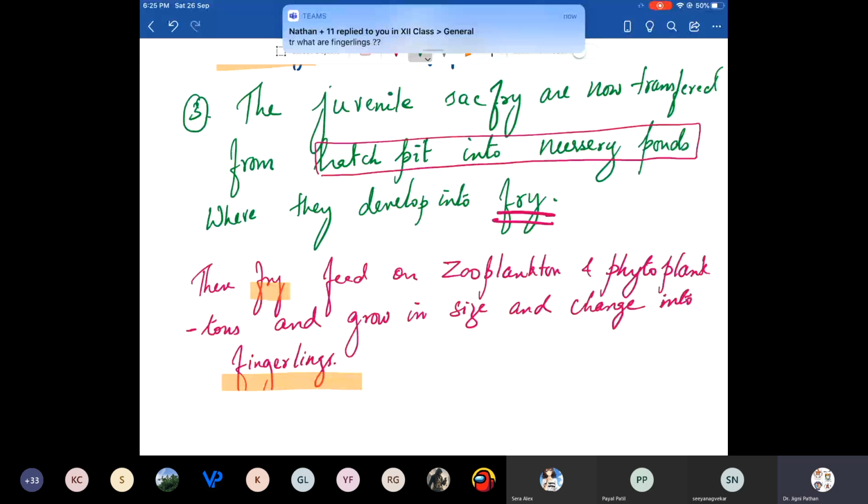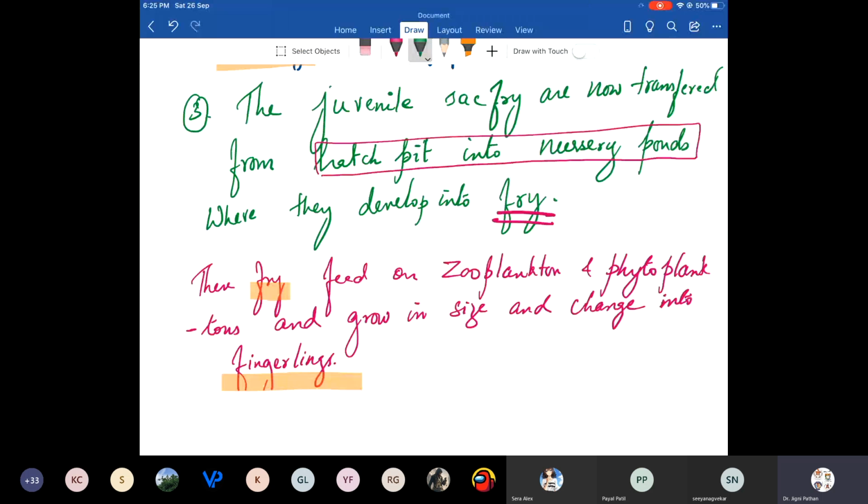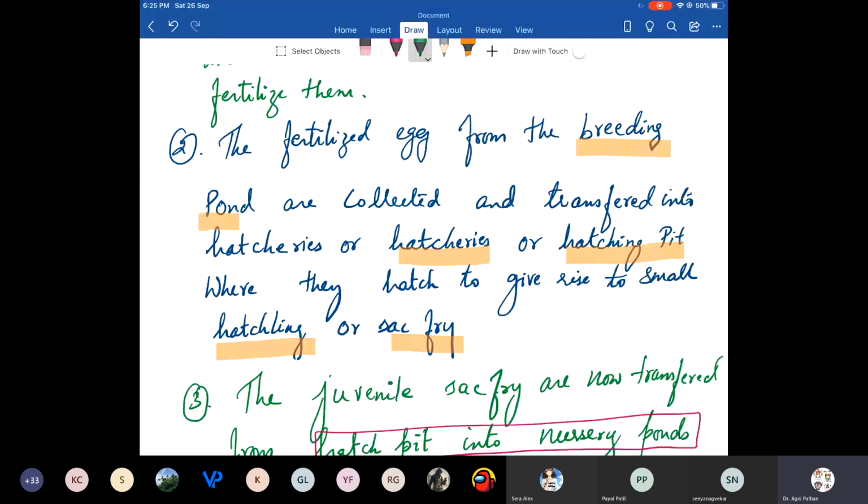Fingerling is the next stage after the fry, where fries are the smaller initial stage. First there will be a zygote, right? The zygote will convert into sac fry, small fishes.